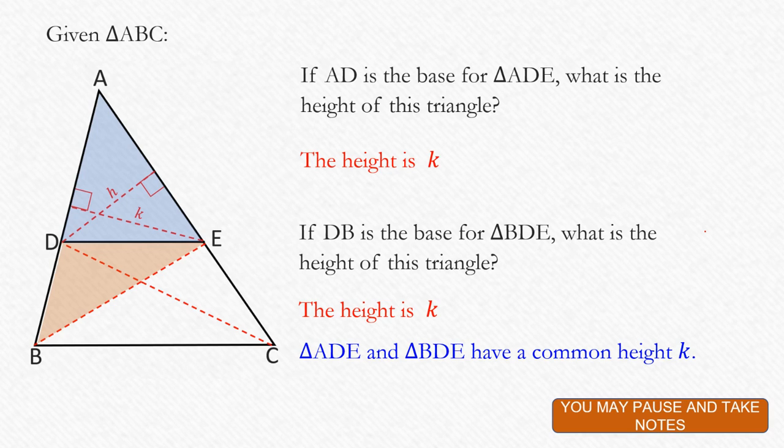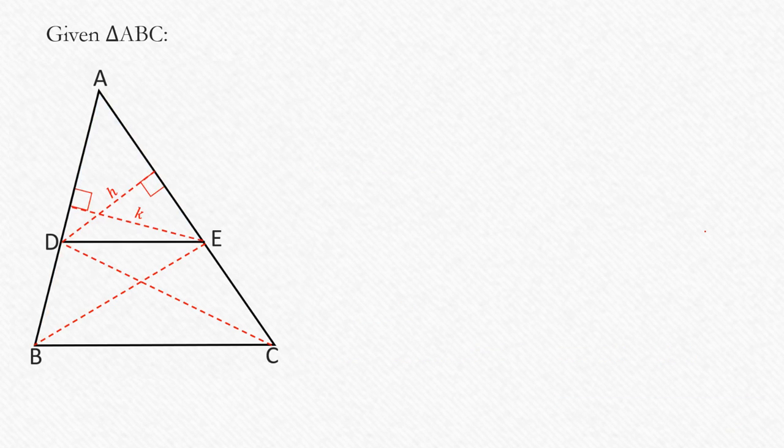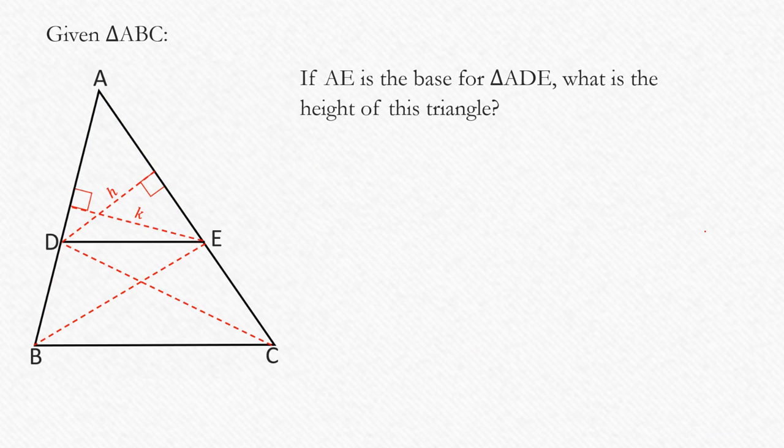So we've worked on the side on the left of the triangle. Now let's look at when the bases are on the right. When the base is AE for triangle ADE and the base is EC for triangle CED. Take your time and try to understand this because we're going to use this in our proof. Let's go to the right hand side now. If AE is the base of triangle ADE, what is the height of the triangle? The height of the triangle is H.